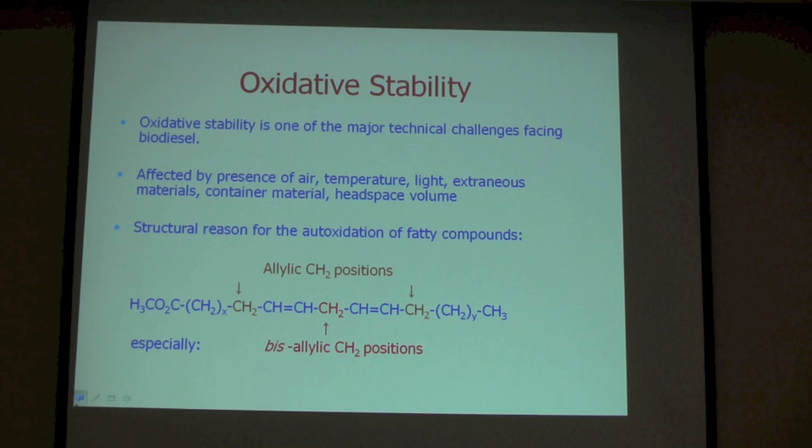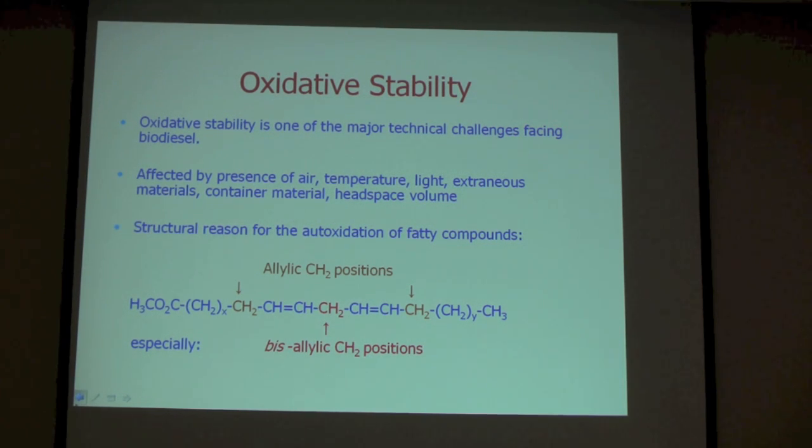Other big issue with biodiesel that can be traced largely to its major components is oxidative stability. And going back to the last question, it's also affected by a lot of parameters. For example, presence of air, temperature, light, extraneous materials, which could even be a container material, and even the headspace volume with which you store the biodiesel in the tank.